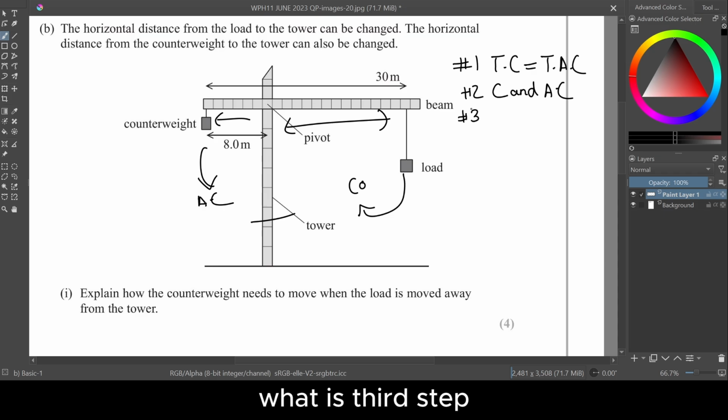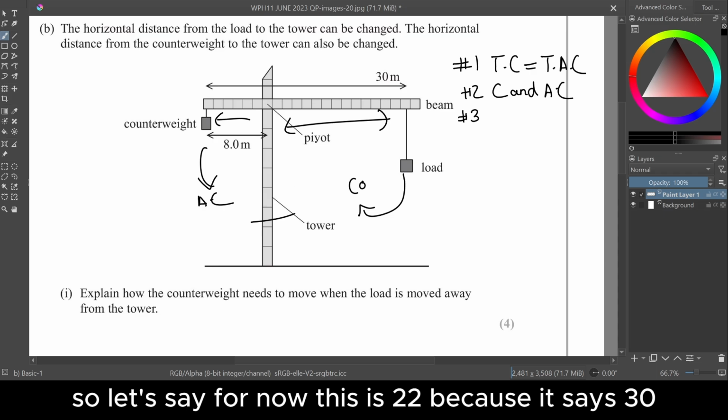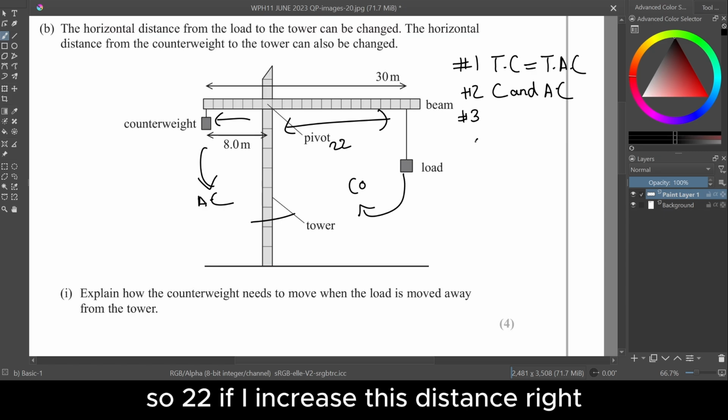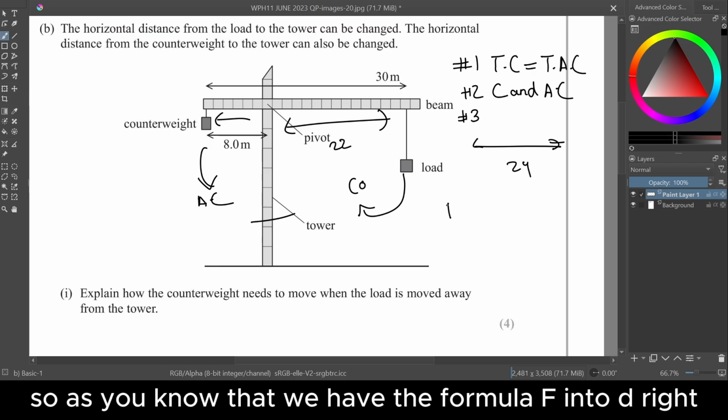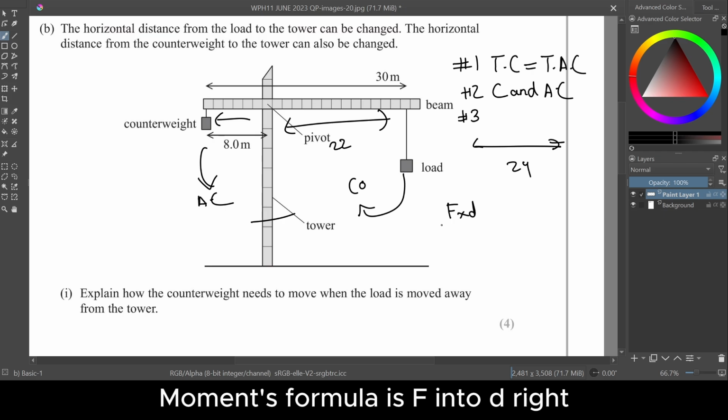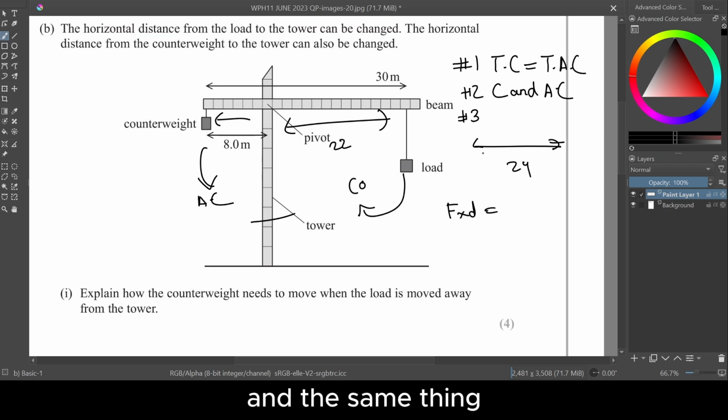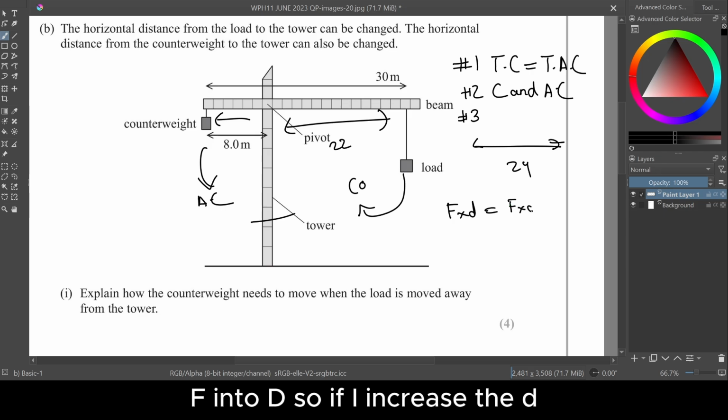Now the third step, what is the third step? Let's say for now this is 22 because it says 30 meters. If I increase its distance, let's say I make it 24, what will happen? As you know, we have the formula F into D. The moments formula is F into D, and the same thing applies for clockwise and anti-clockwise, F into D.